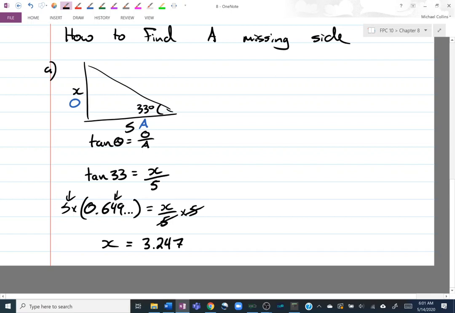So what I do by using that answer button is it allows me to use all of the decimals for my previous answer without having to write them all down or type them all back in again. Let's do a second one.